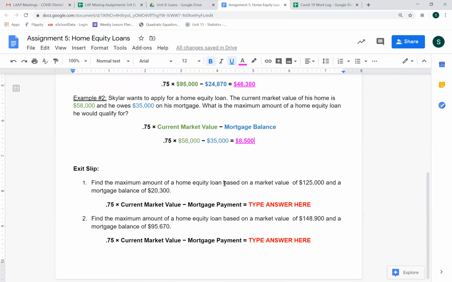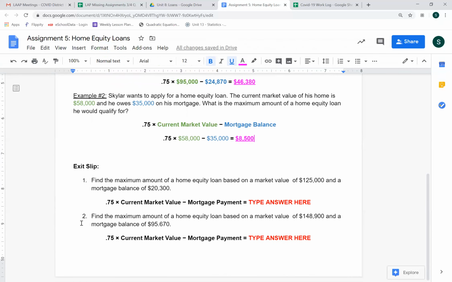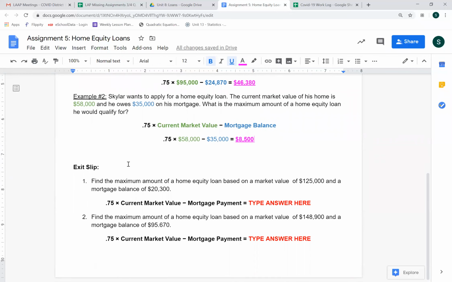Okay, so I put a refresher of the formula down here. You have 2 questions to complete on your own for an exit slip to turn in for your grade. If you have any questions, please don't hesitate to contact me or join the Google Meet on Wednesdays.